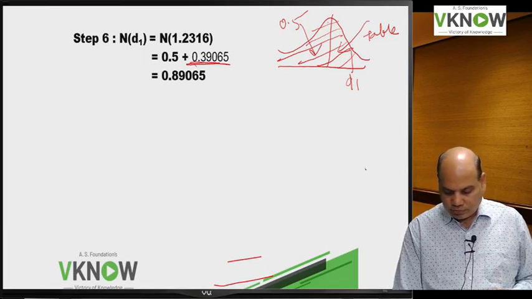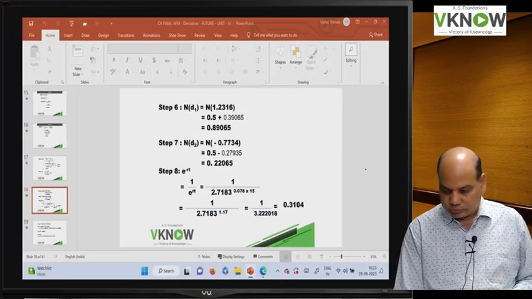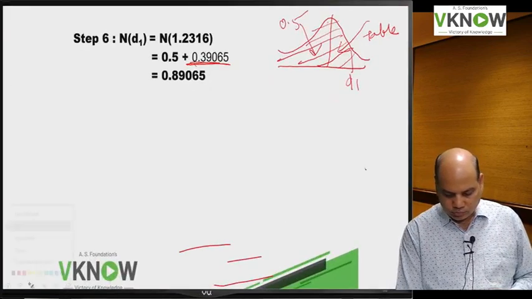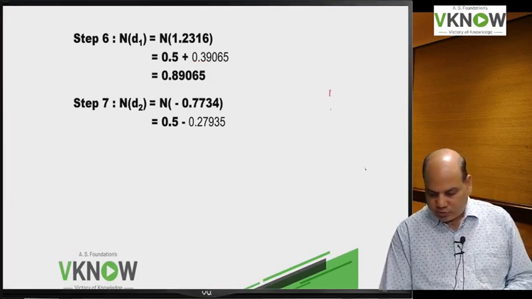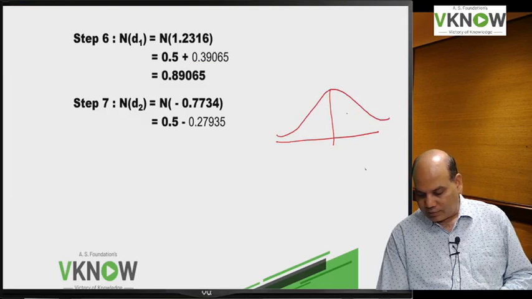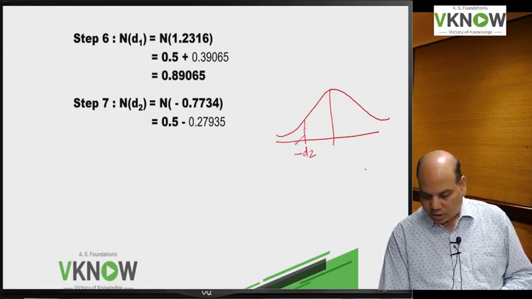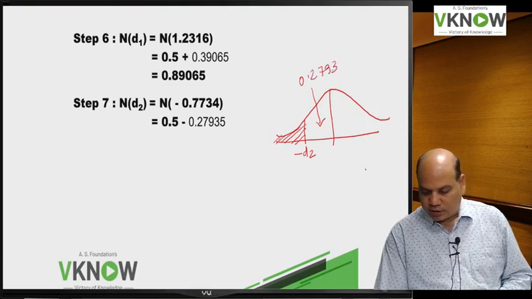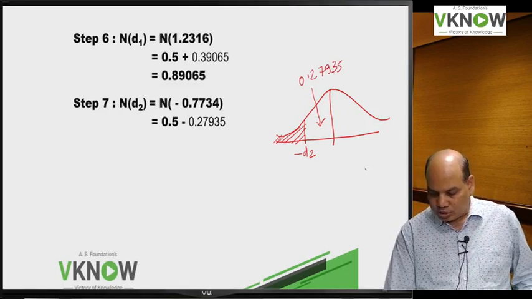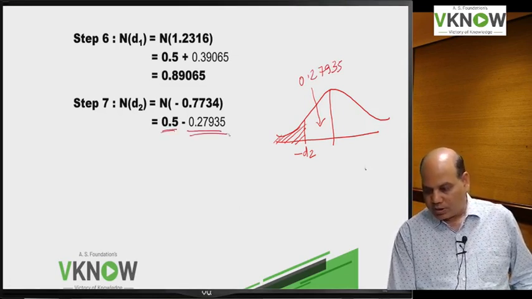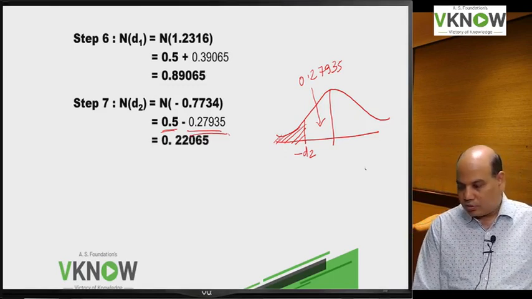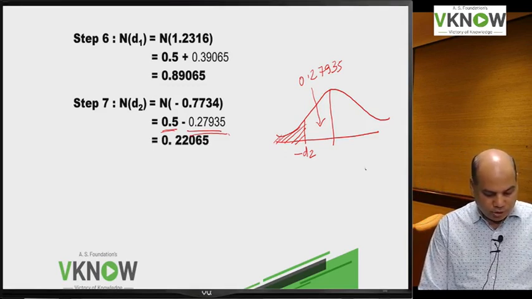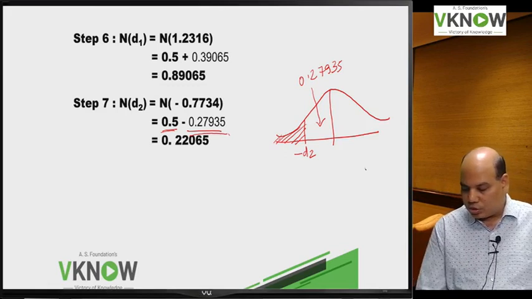Now try the next one. ND2. D2 is negative. I want the area of this side. This is the table value 0.27935. You can refer to your normal distribution table. The total area is 0.5 on the left side of the mean, minus 0.27935. So the answer is 0.22065. The institute answer is very close to our answer.